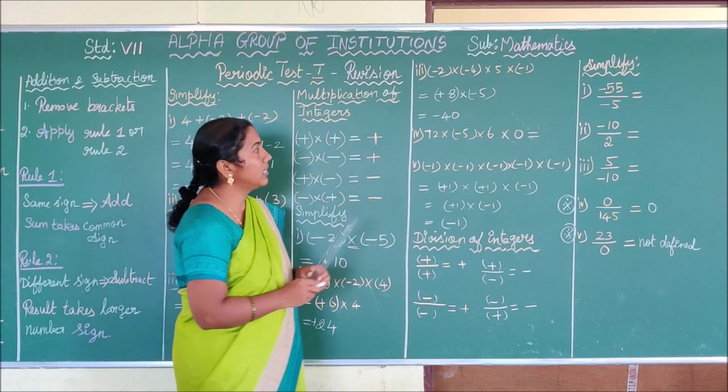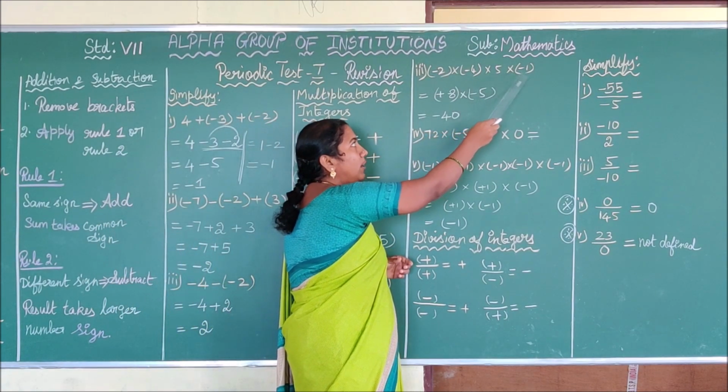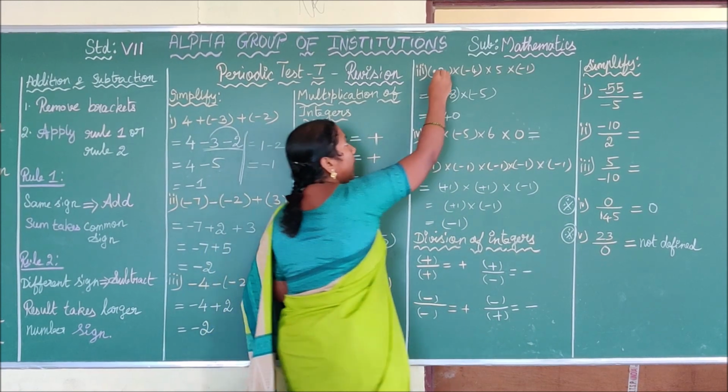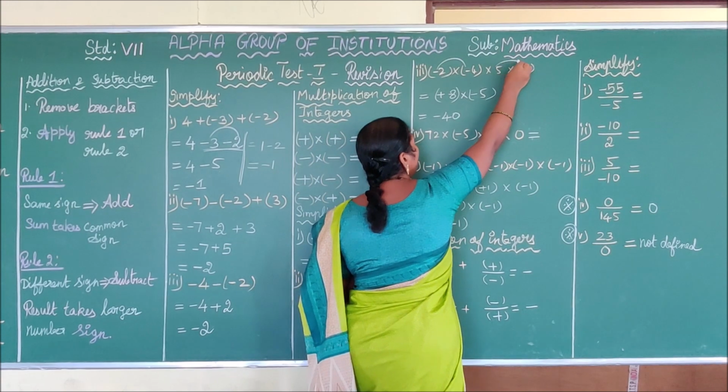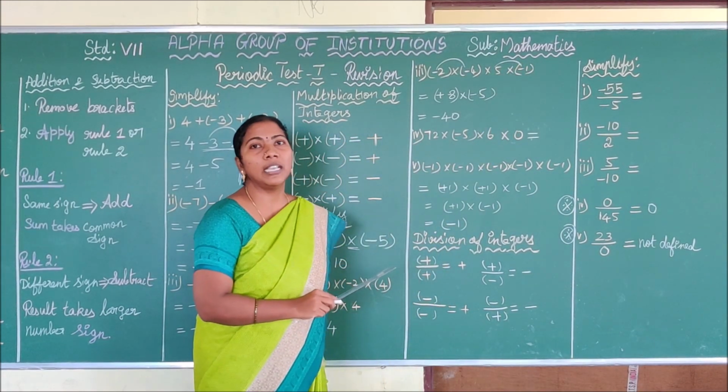Okay. See the next sum. Minus 2 into minus 4 into 5 into minus 1. First we are going to multiply minus 2 with minus 4 and 5 with minus 1. Okay. First step is you have to multiply the signs.